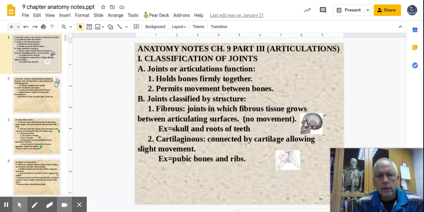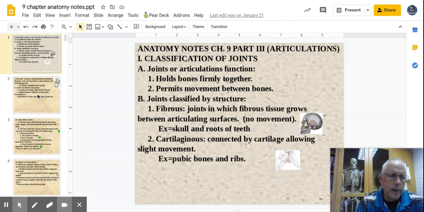Okay. Cartilaginous is slight movement. Think about your ribs right here where they attach to the sternum. That's why it allows us to do CPR. They're not solid bone, they're cartilage. They have a little give, not a lot, but a little. Pubic bones also have a little cartilage between them that holds them in place. So the first two are pretty simple, fibrous and cartilaginous.